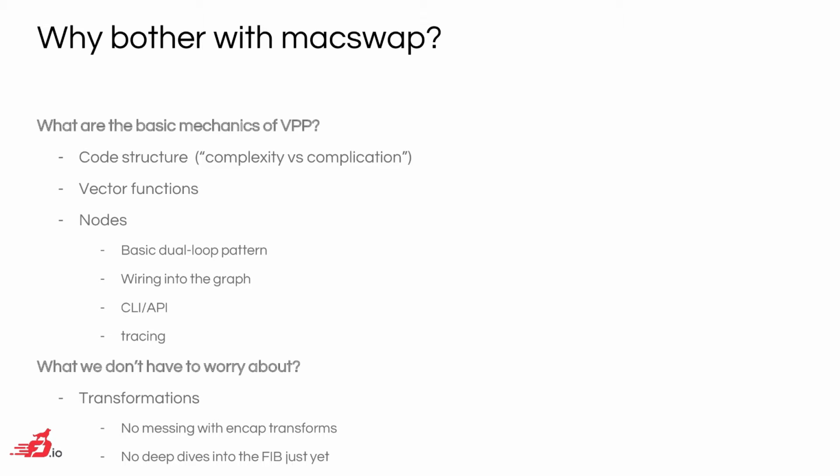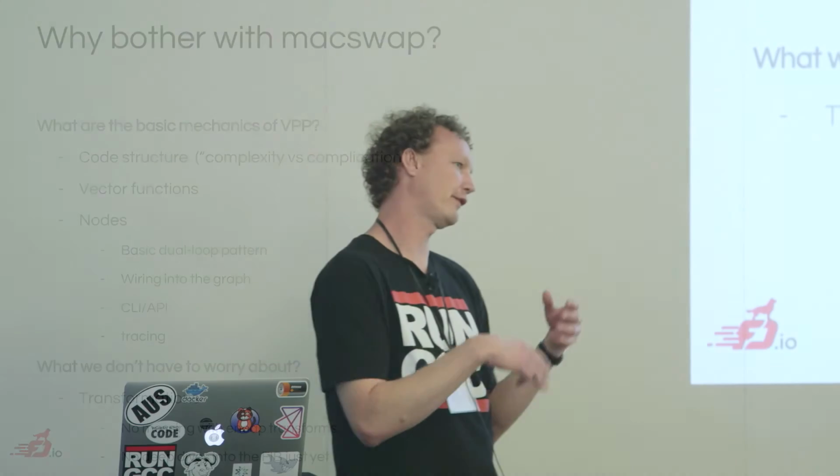Tracing is obviously huge, and there's quite a bit to that as well. So with that, what don't we have to worry about? We don't have to worry about all the transformations. We don't have to worry about, I just whipped off X number of bytes of this type of header, and now I have to whip on X plus some other value of header and what happens to the buffers, et cetera, et cetera. Let's just forget all that.